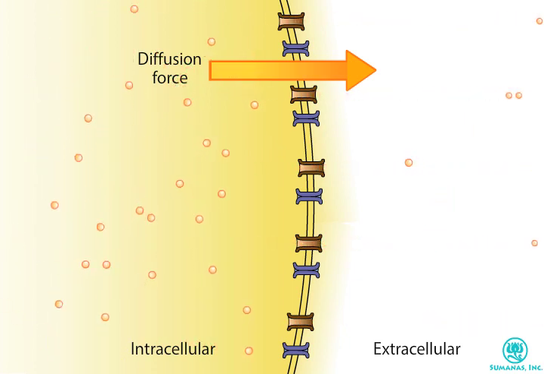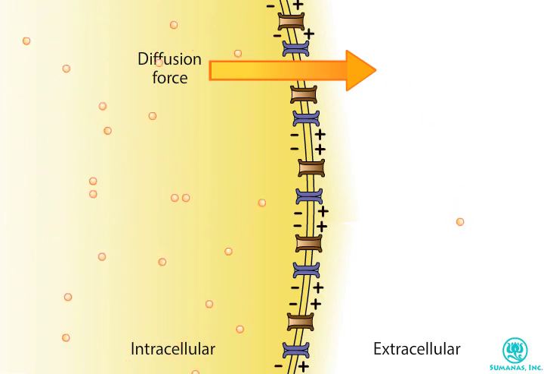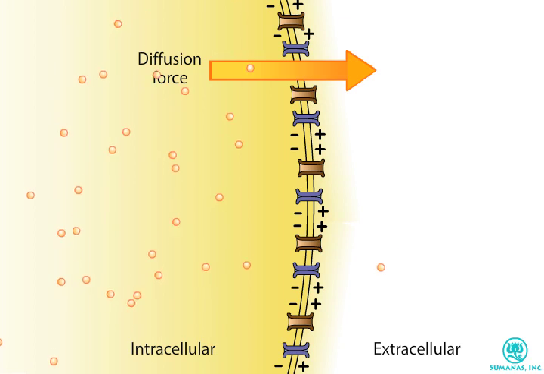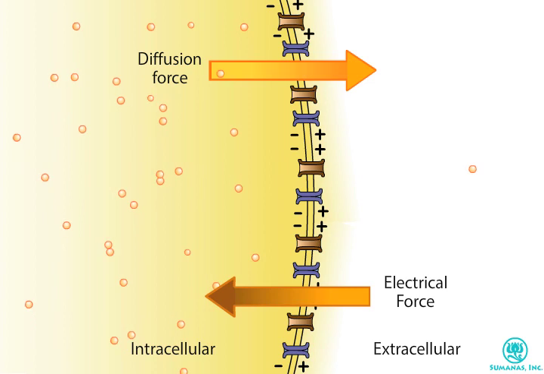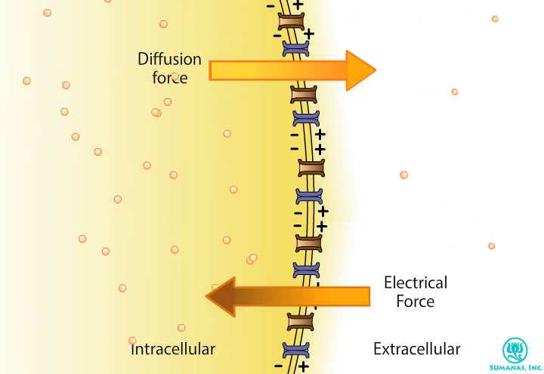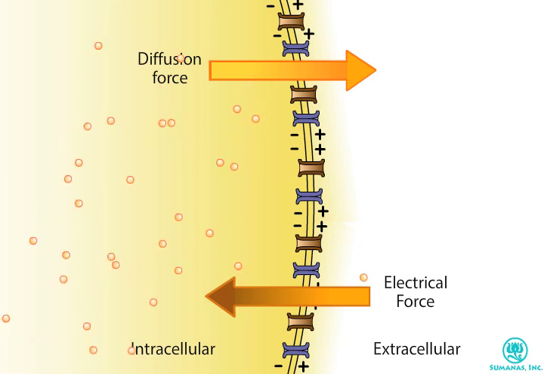The movement of potassium ions out of the cell results in a depletion of the internal positive charges, causing the potential to become increasingly negative. An electrical force, produced by attraction of the positively charged potassium ions toward the negative cell interior, generates an electrical gradient that pulls potassium back into the interior of the cell.